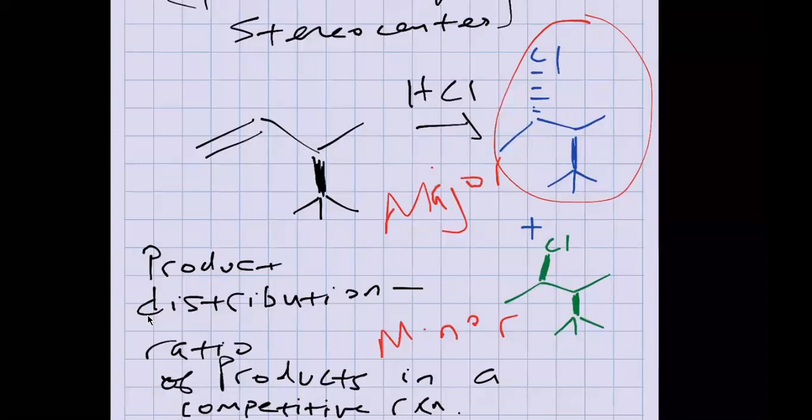And let me just cut this instead of having to redraw it or copy it. So if I took this and I added HCl to it, how does that happen? Like, what's the mechanism? Anybody remember?